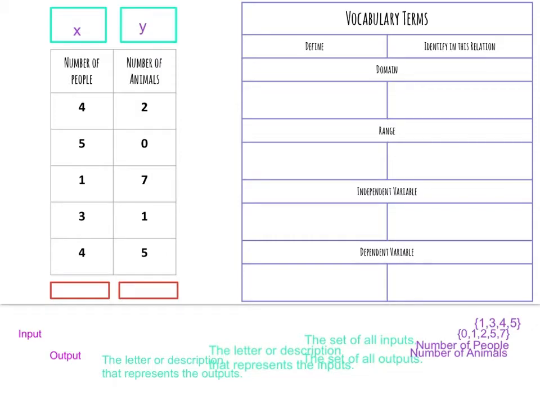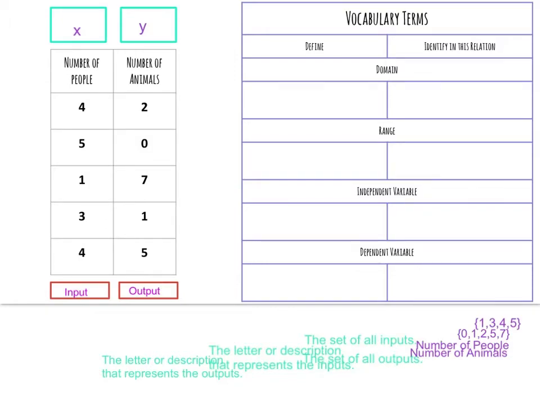We don't just call these things by letters. We also have words to describe them. The word to describe the x is input. The word we use to describe the y is the output. Every time you're talking about the x, you'll be talking about the input. Anytime you're talking about the y, you'll be talking about the output.